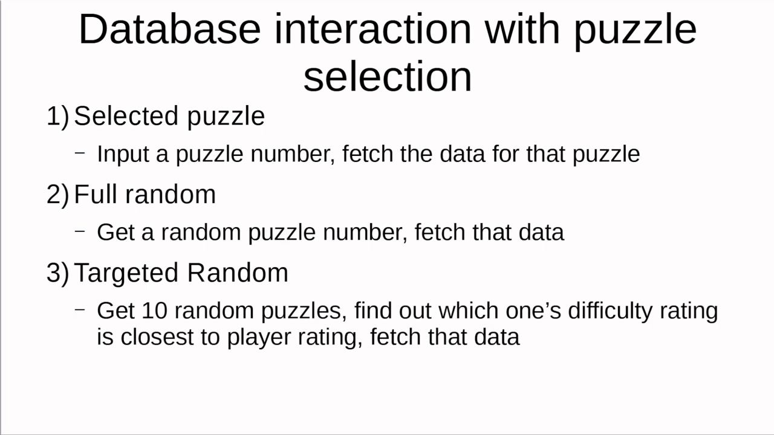And finally, we have the targeted random feature, which is the feature that I intend to be the main way to play this game. The feature gets 10 random puzzle numbers, fetches the difficulty rating for each of those puzzles, and then finds out which of the 10 puzzles is closest to the player's skill rating, then gets the XML data for that puzzle specifically.